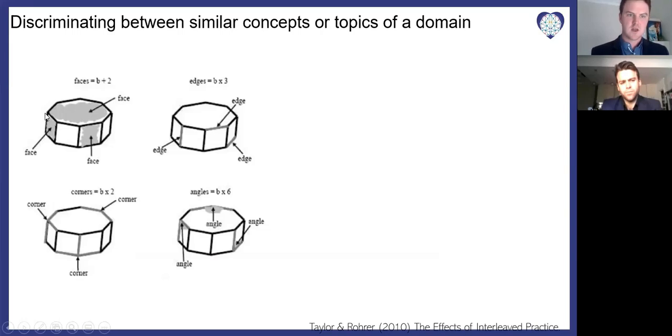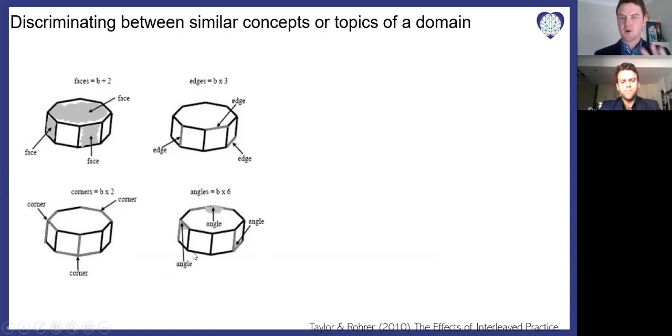This is an octagon. So if we add 2 to that, that means that there are 10 faces on this shape. This one in the top right is edges, and the formula for that is base times 3. 8 times 3 is 24, so there's 24 edges on this shape. Corners in the bottom left here, obviously 16 corners, base times 2, and angles here. There must be 48 angles on this prism here.